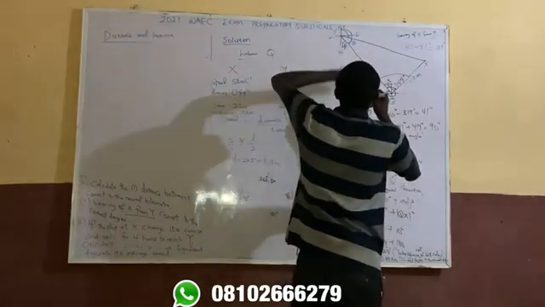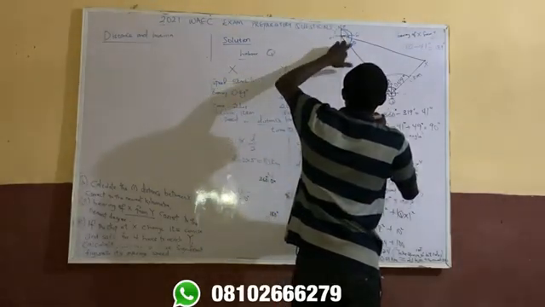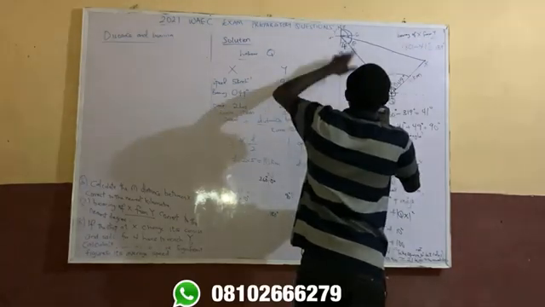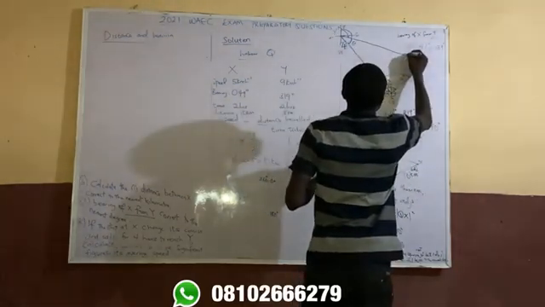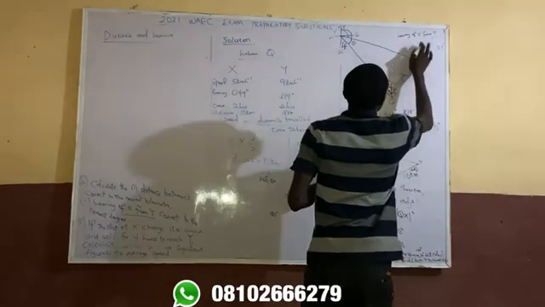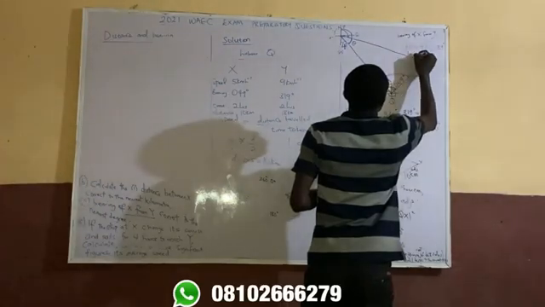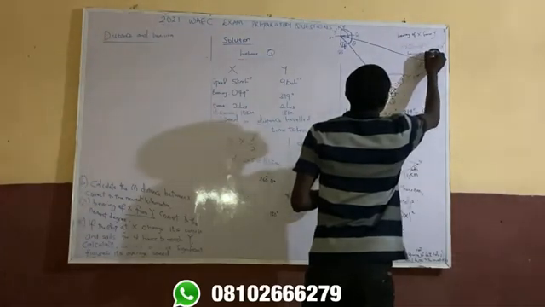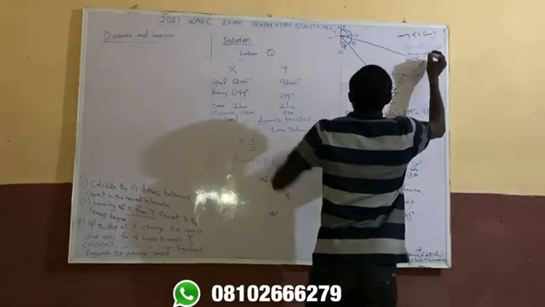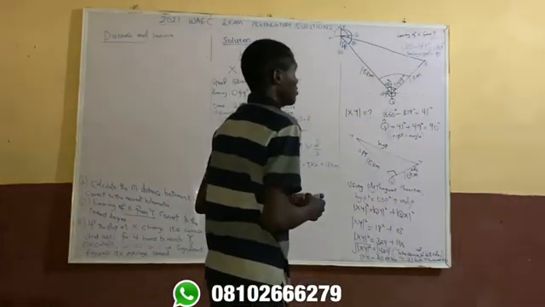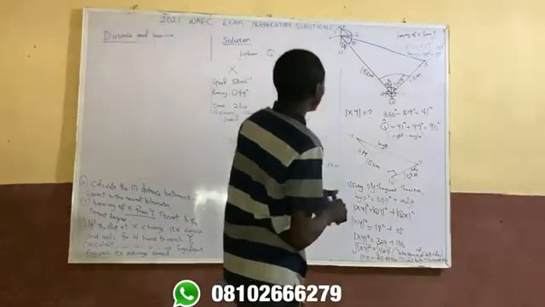So it means that the angle between here and here is 139 degrees. And to get the bearing of x from y, the bearing will now be 139 degrees minus angle theta. That's how important this is. I will come again, look at this very well.